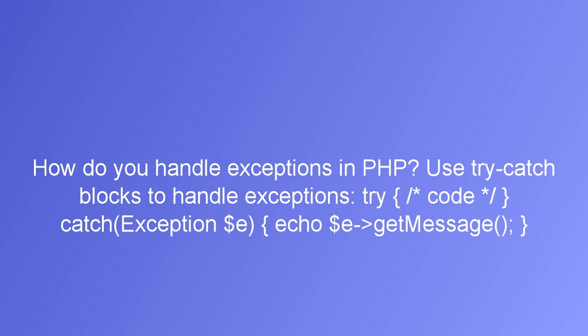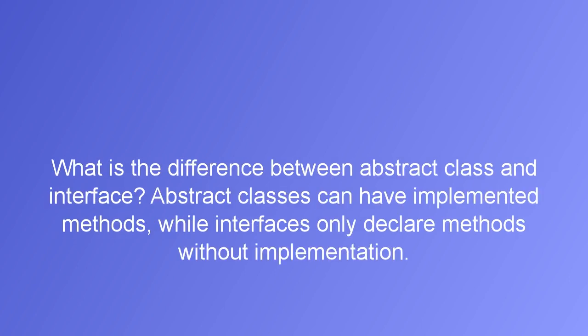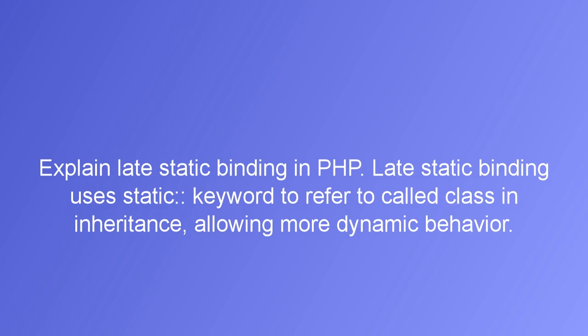How do you handle exceptions in PHP? Use try-catch blocks to handle exceptions. try { code } catch (Exception $e) { echo $e->getMessage(); }. What is the difference between abstract class and interface? Abstract classes can have implemented methods, while interfaces only declare methods without implementation. Explain late static binding in PHP. Late static binding uses the static keyword to refer to the called class in inheritance, allowing more dynamic behavior.